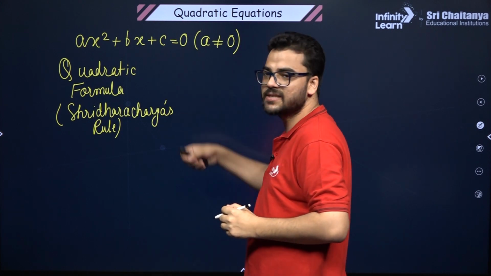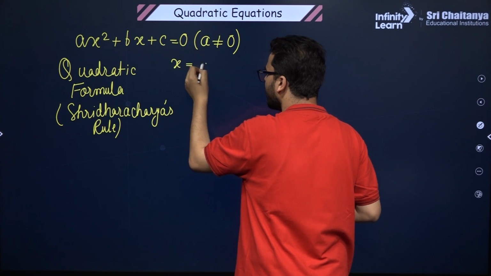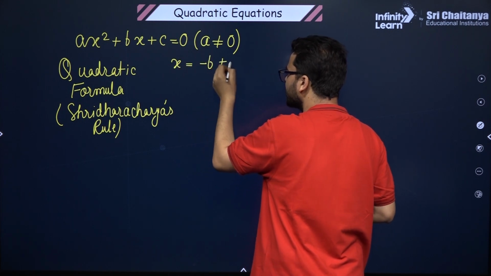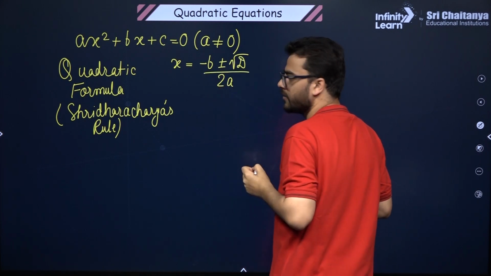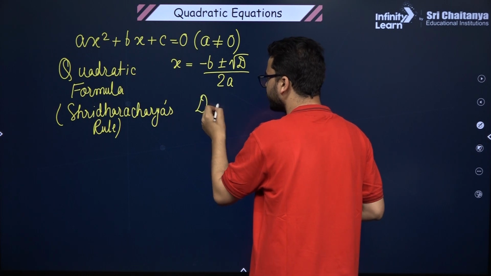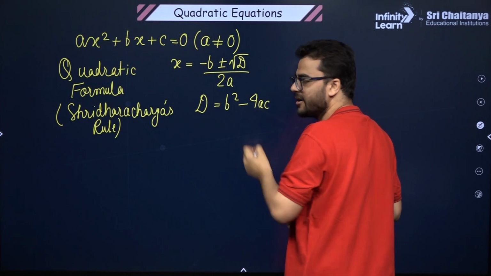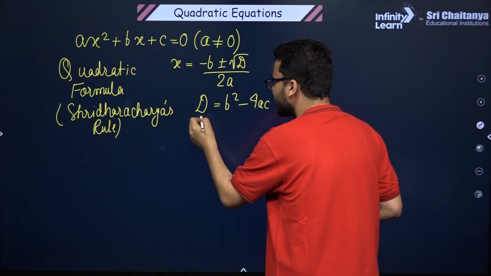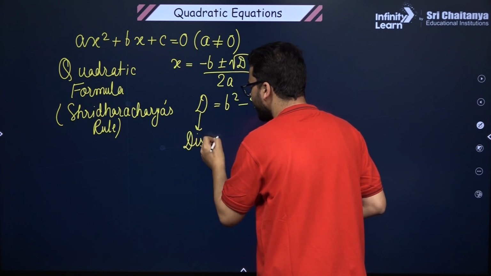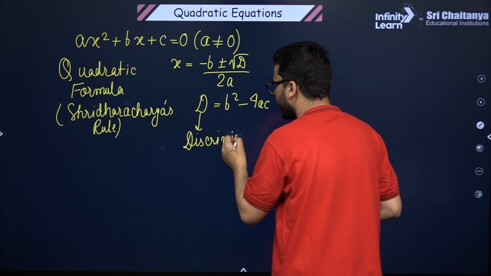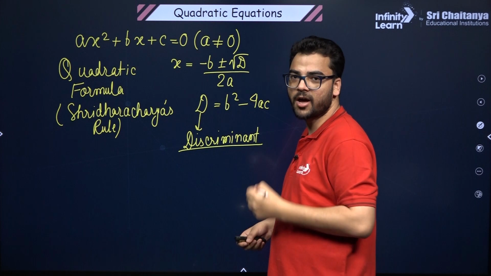So the solutions of this quadratic equation using the quadratic formula are x is equal to minus b plus minus square root of d upon 2a, where d is equal to b square minus 4ac, correct? And this d is also known as the discriminant. This is known as the discriminant, right? So that is the quadratic formula for you.